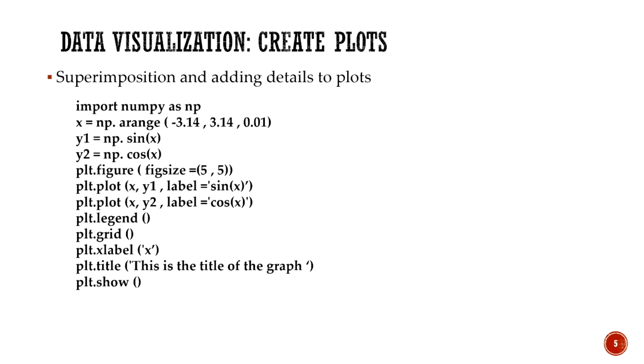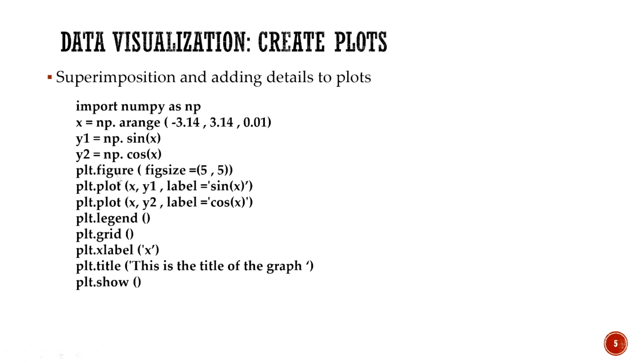Now, sometimes we want to superimpose a few curves in one figure. So how can we do this superimposition and add details to plots? Adding a legend, adding a grid, and also a title to the figure. So like before, we use the arange function in this example between -3.14 and 3.14, with a step value of 0.01. Then we define two variables. For one, we calculate sine, and for the other variable, we calculate the cosine of items in x.